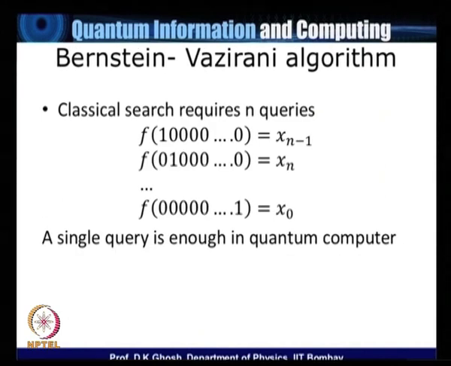Now, what about classical searches? The classical search requires n number of queries, because I can evaluate what is, for instance, f(100), f(010), and find out immediately what these things are. It should be a_{n-1} up to a_0. So therefore, it requires n number of queries.